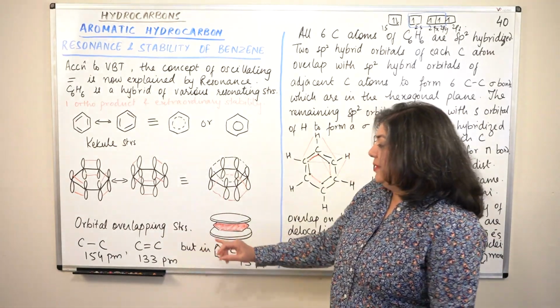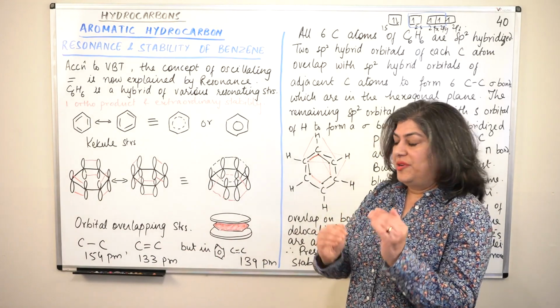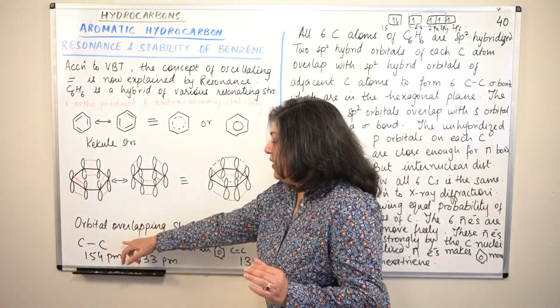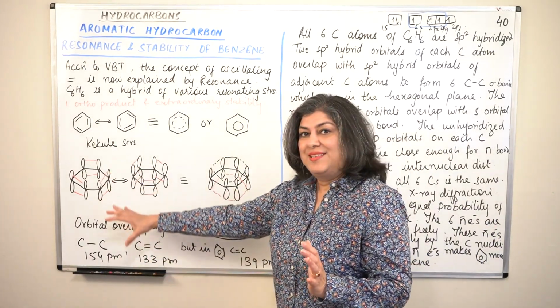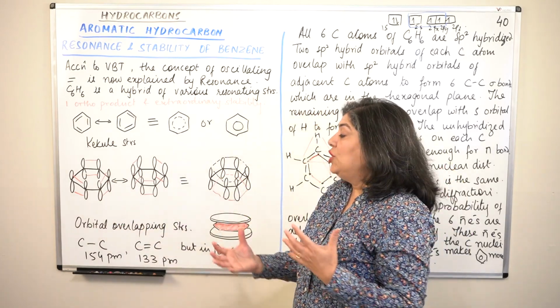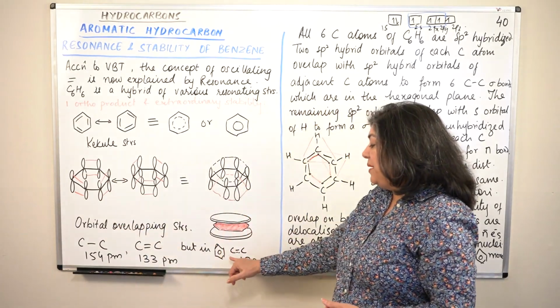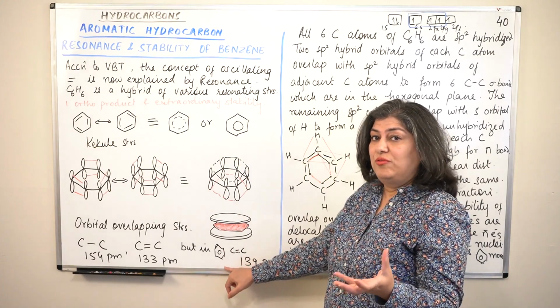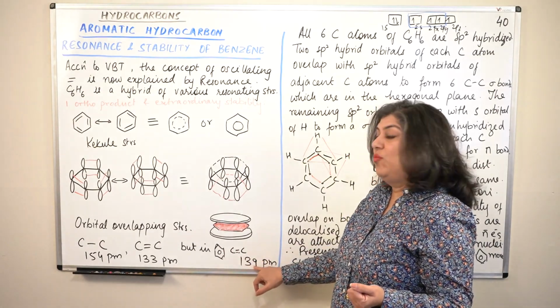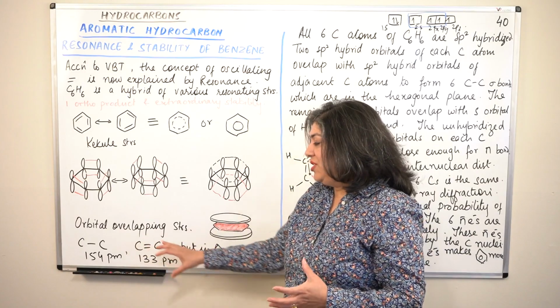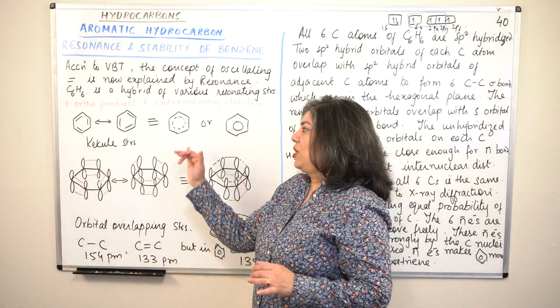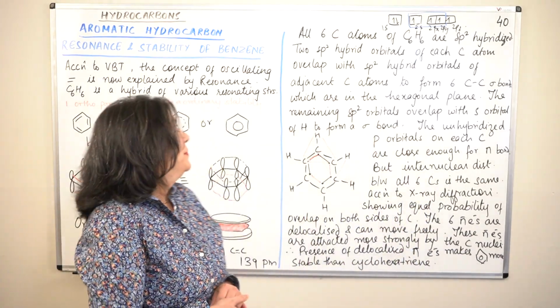As I told you, remember the bond lengths. If they were alternating single and double bonds, according to Kekulé they should be different. But in the resonance hybrid, it is actually found in benzene that all bond lengths are 139 picometers, which is between these 2 lengths, which also supports the concept of a resonance hybrid.